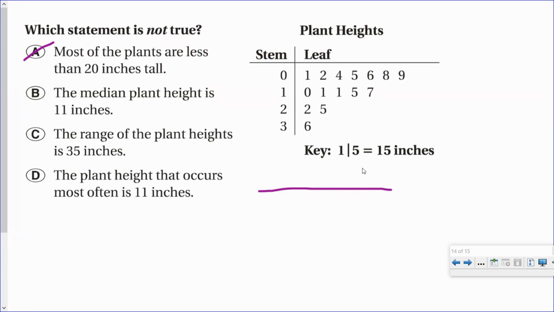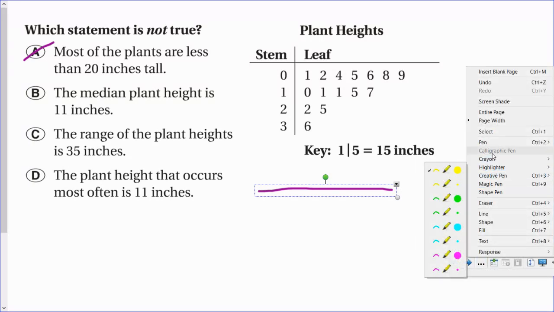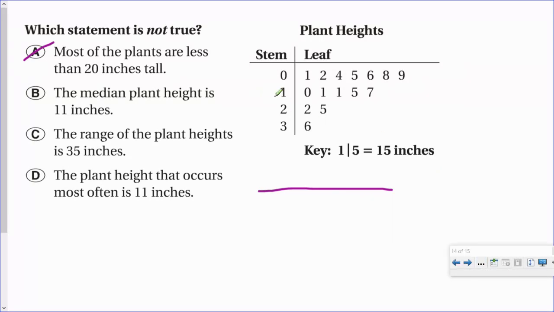And I am seeing that the median is not 11, but instead I'm finding that the median is right here. It's 10. So right now it's looking to me like this is the true one.